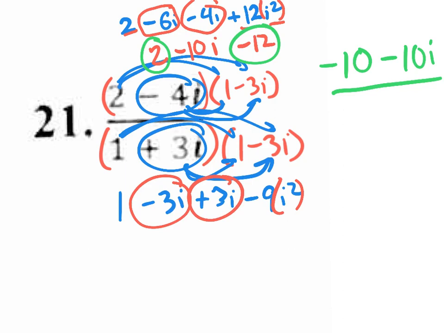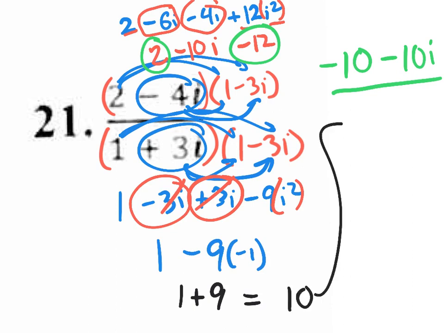The middle terms, the positive 3i and negative 3i, cancel out. I have a nice, beautiful 1, minus 9 times negative 1. What's negative 9 times negative 1? Positive 9, right? So I have 1 plus 9. What do I have on the bottom? 10. So that's what I have on the bottom.